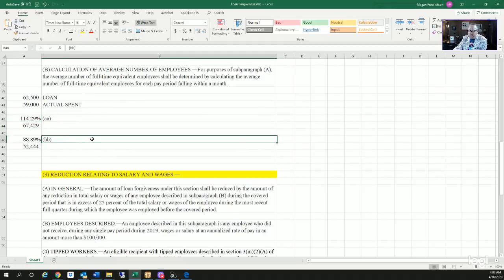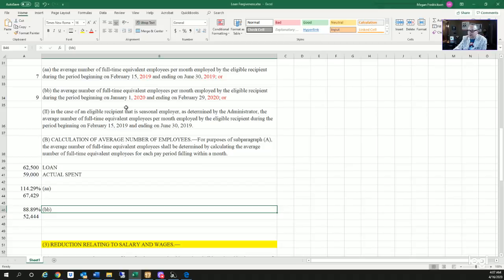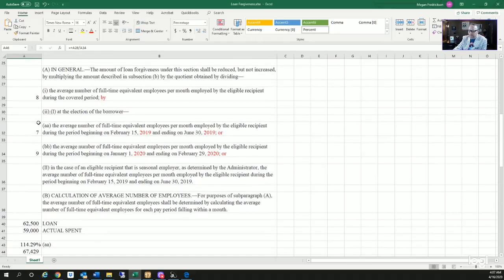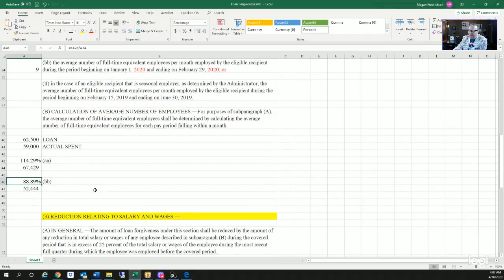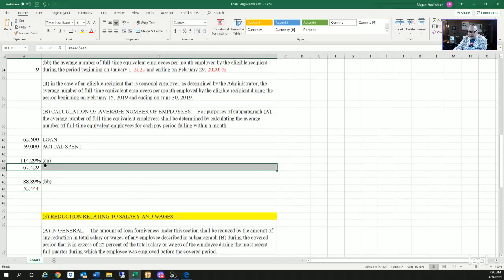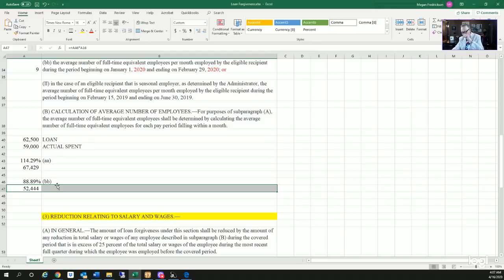And then I have B here, which is the average number equivalent January 1st through February 29, 2020. Well, it's 88%, okay? 8 divided by 9, 88%. So then I take the amount spent times 88%, it's 52K. So I get to pick which one. I can use this one or I can use this one.